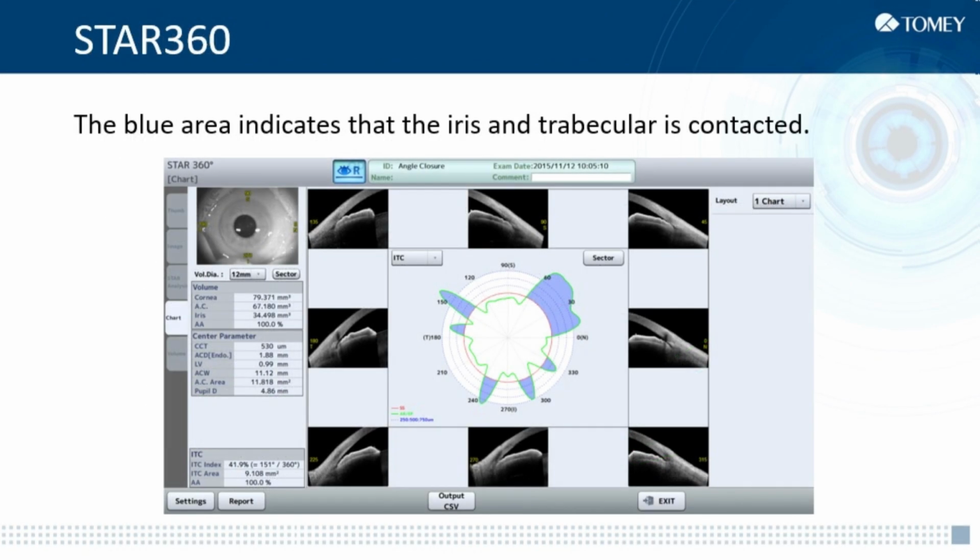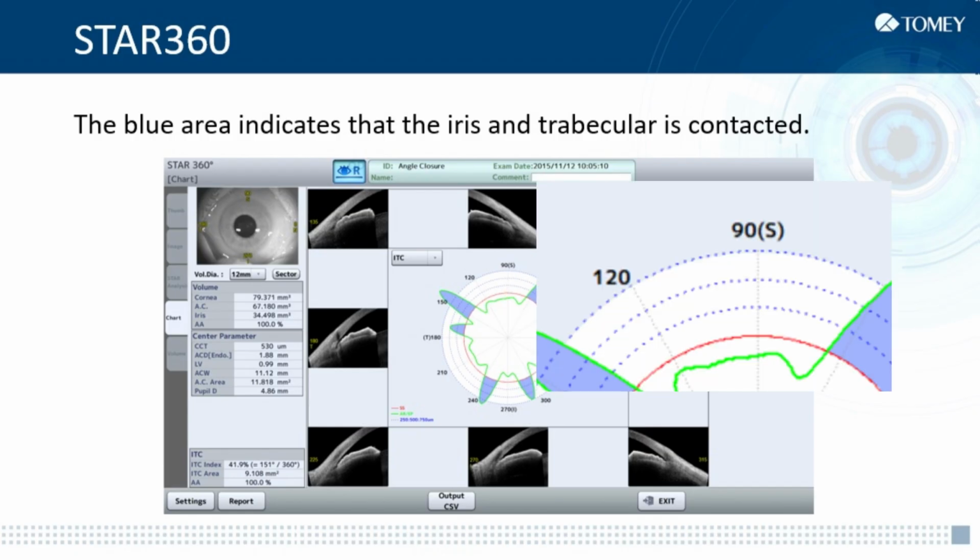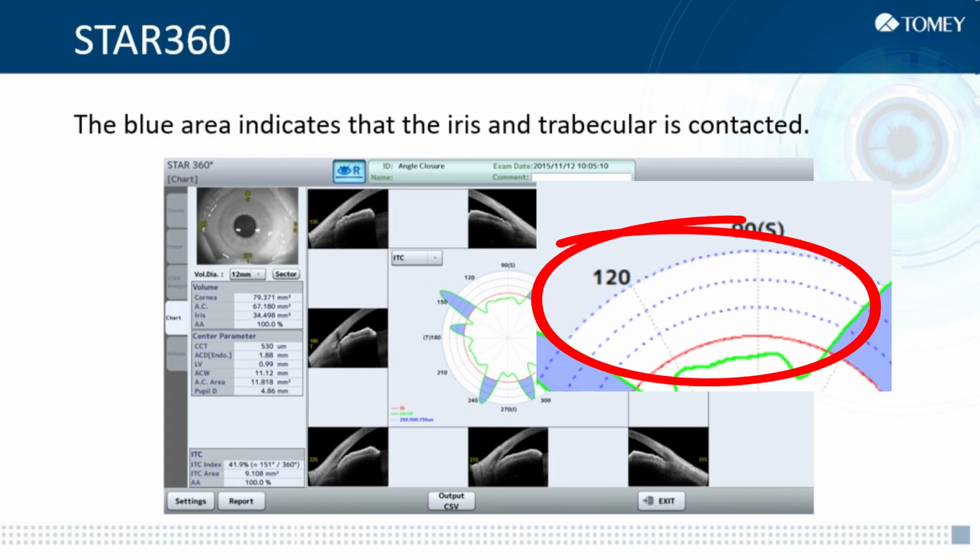Next, we will move on to an explanation of the CASIA2 glaucoma applications. This is the chart display of STAR 360, which is installed as standard software. There are photos of the 8 directional angles, and a chart is shown in the center. Simply speaking, the blue area in this chart indicates that the trabecular meshwork and iris are in contact, which means the angle is closed. The red circle in the chart indicates the scleral spur point, and the green line is the angle recess. So, if the green line is outside the red circle, it means that contact between trabecular meshwork and iris is observed in that part. And the blue dotted circles are points of 250, 500 and 750 from the scleral spur.